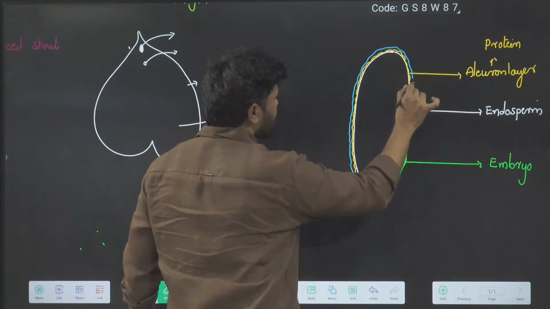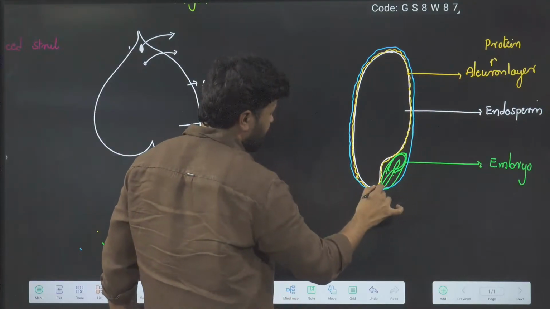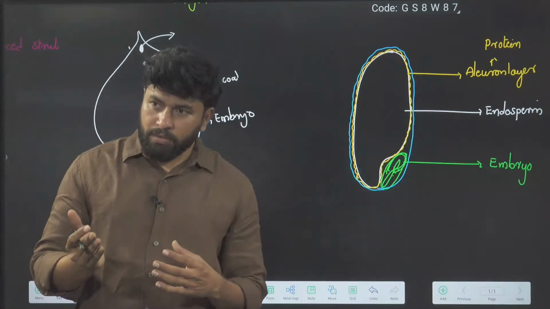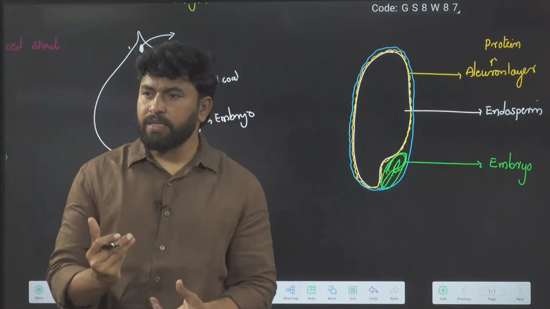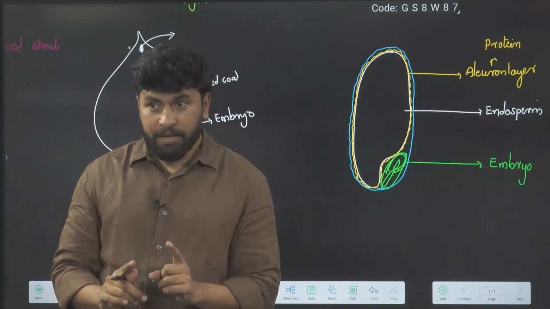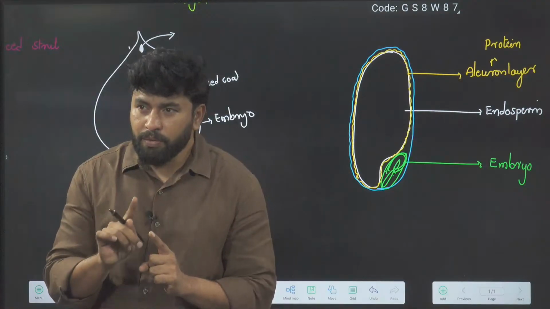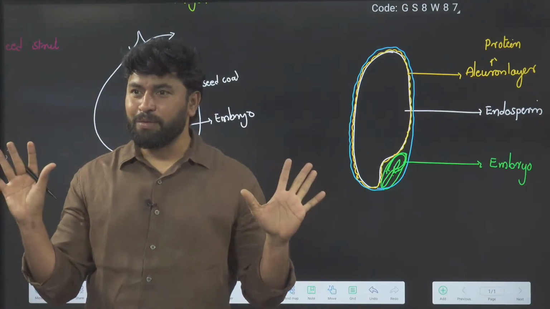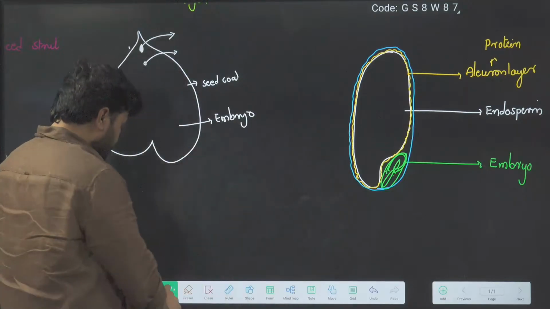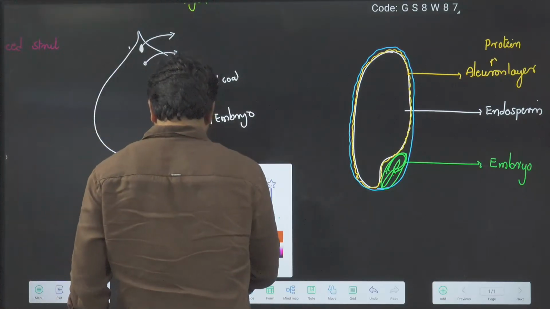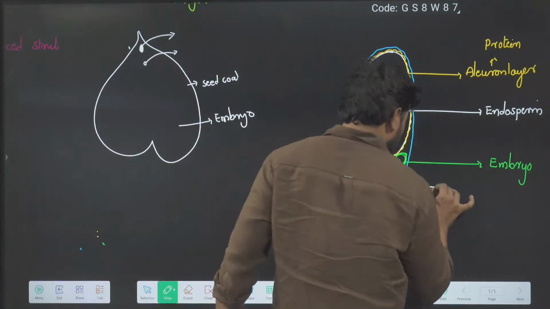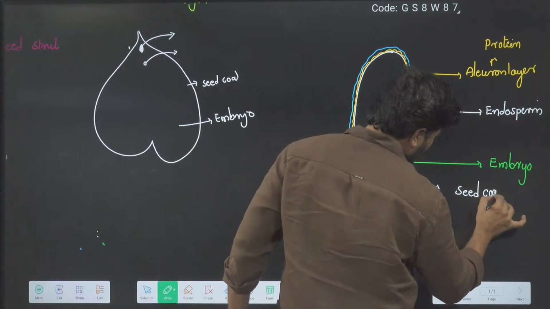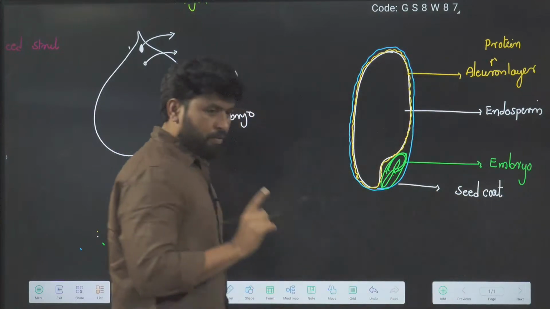All these structures are covered by seed coat. Remember, seed coat is present both around the endosperm as well as our embryo. But be careful, the aleurone layer is present only around the endosperm. It's not present around the embryo. Okay? Then, this I am saying as seed coat.